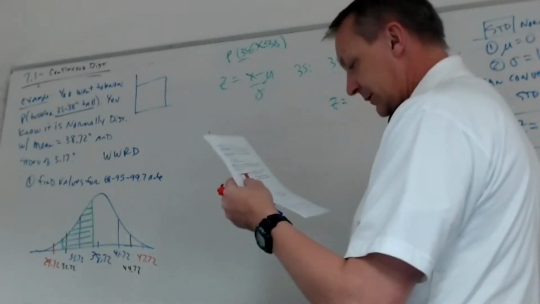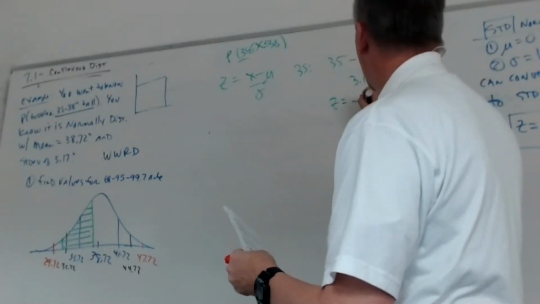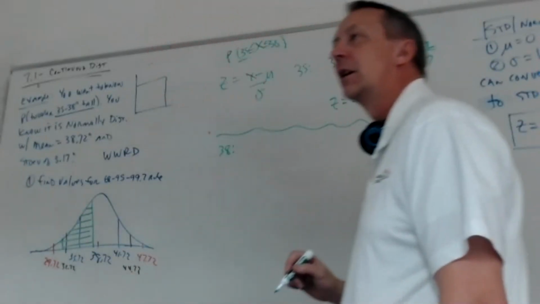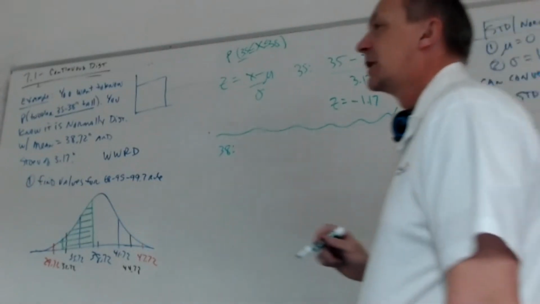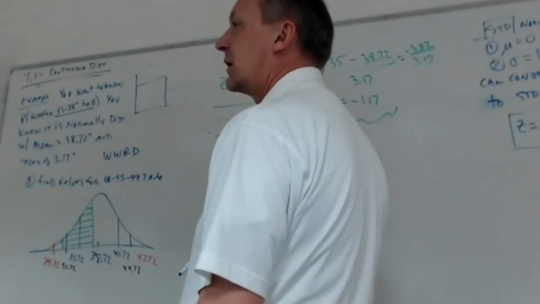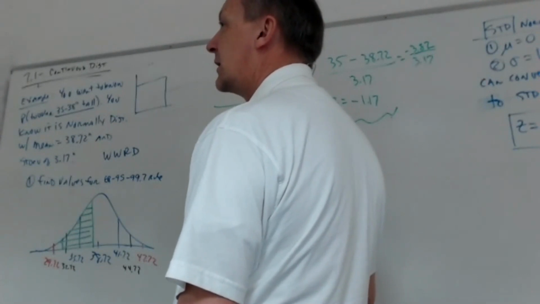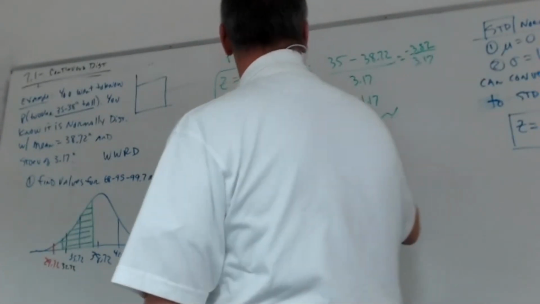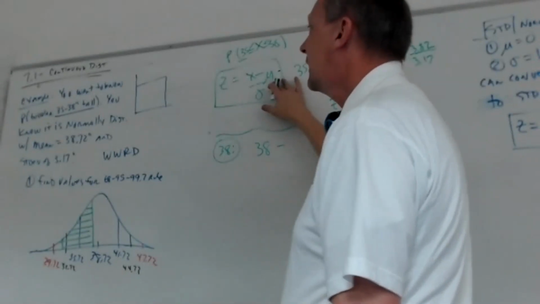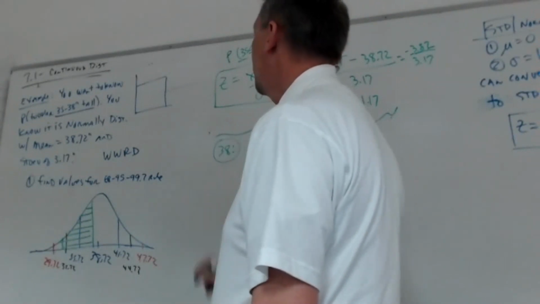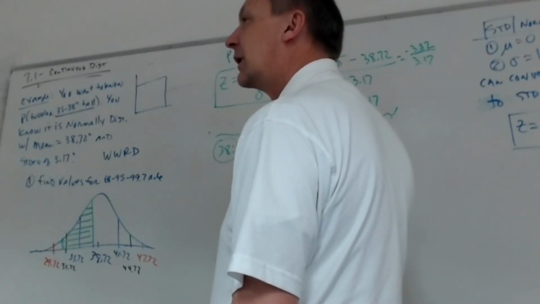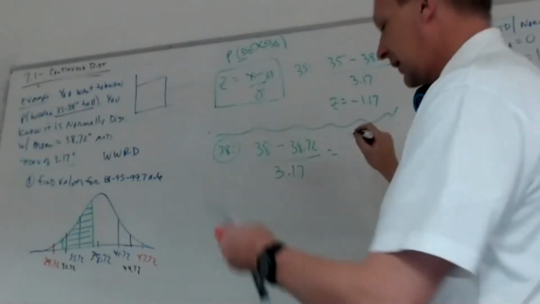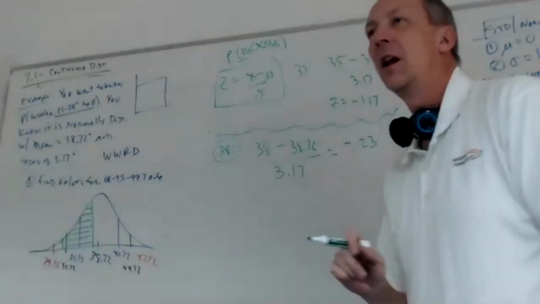So my Z is going to equal negative 1.17. Okay, now I'm going to do the same thing, but this time for the 38. Okay, so TJ, how do I do this? Use the value. What do you think X is? I'm using the 38. So 38 minus what's the mean? 38.72. I'm going to divide that by 3.17. Okay, so that works out to be negative 0.23.